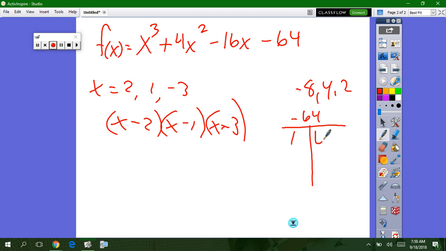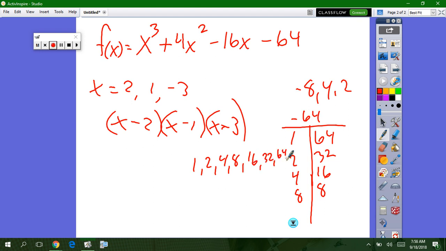Well, I know 1 and 64, 2 and 32, can 3 go? No. 4, 16, 5 can't go, 6 can't go, 8 and 8. So our possibilities are right here: 1, 2, 4, 8, 16, 32, 64. Now those are half of our possibilities.